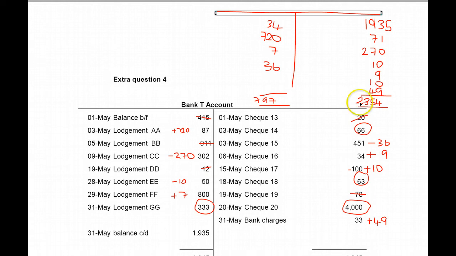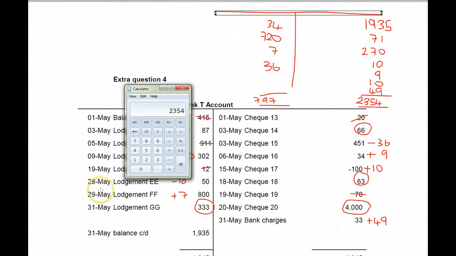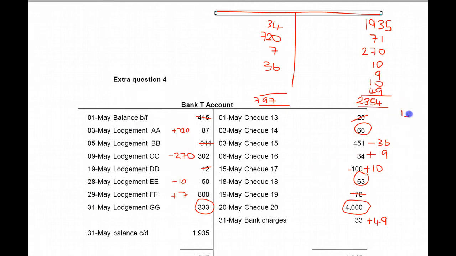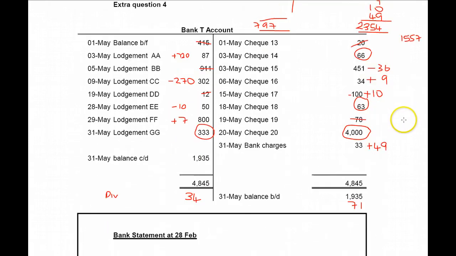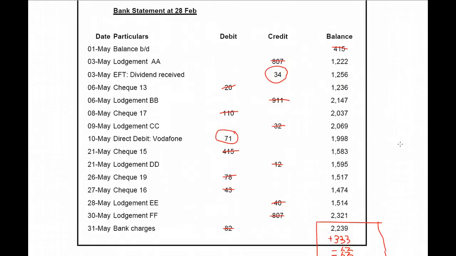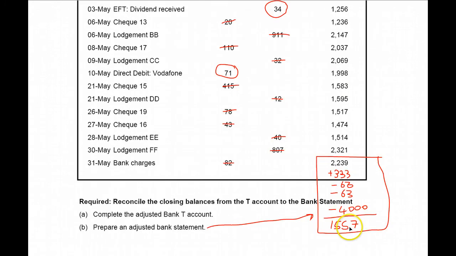And to balance off an account, you get the difference between both sides. So the right hand side is bigger, 2354 minus 797 is 1557. So our balance brought down in the T account is underneath the bigger side, 1557, and that agrees to our adjusted bank statement here. That's how you know you're right, when your amounts reconcile.